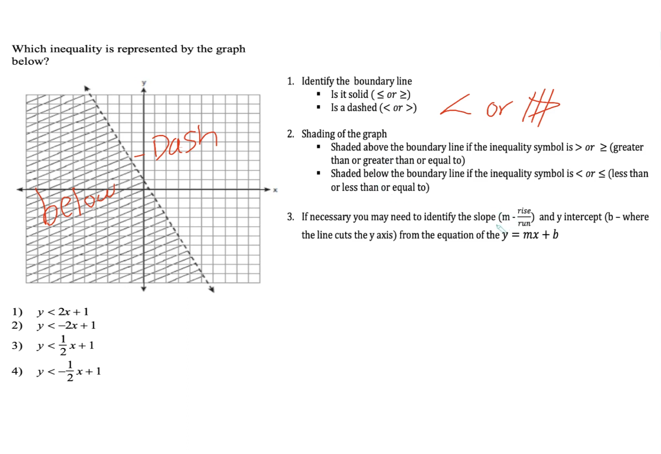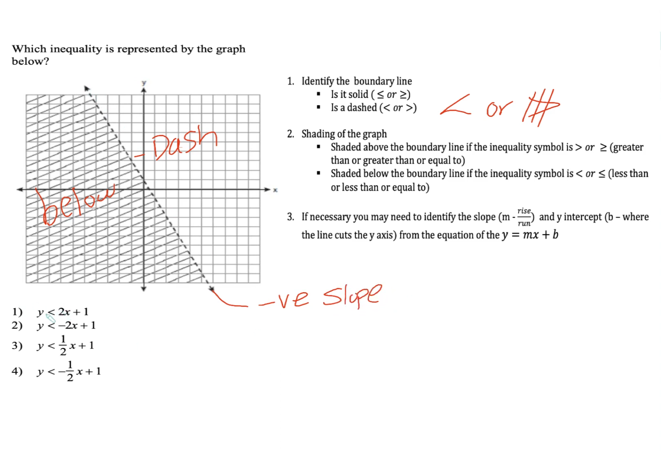Now let's look at our slope. Now remember, when you read the line, you go from left to right. So if you think about taking a little walk, notice that this is going down. So this is actually a negative slope. So we have a negative slope.